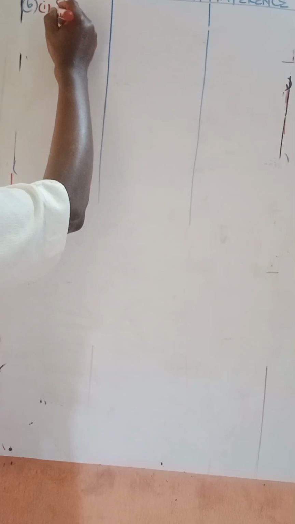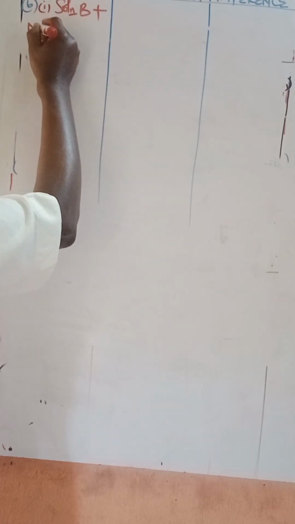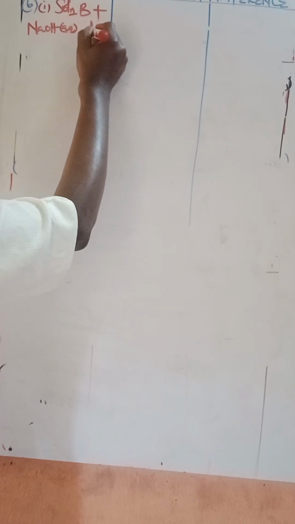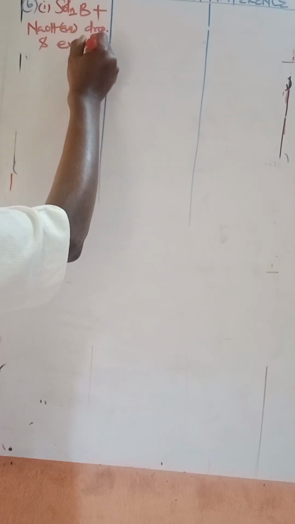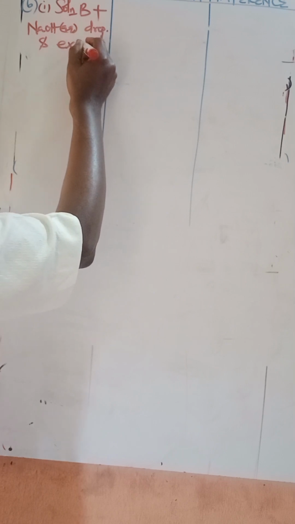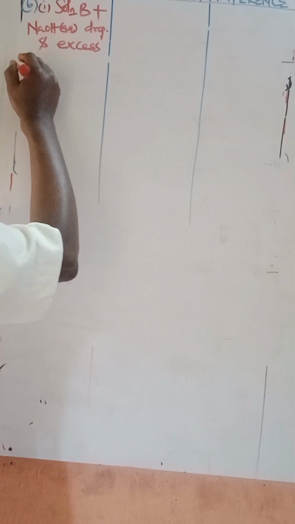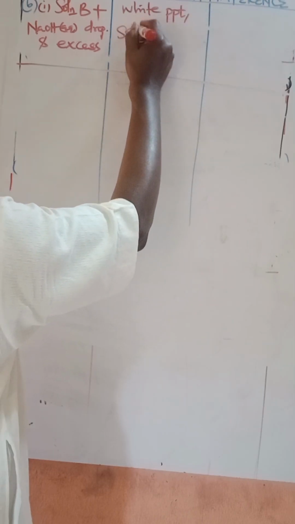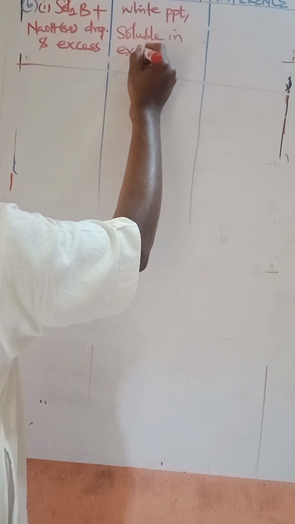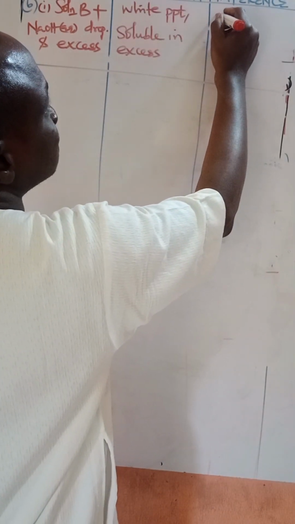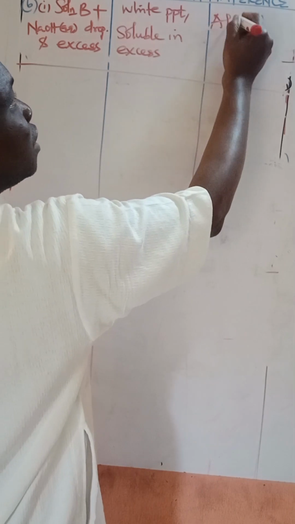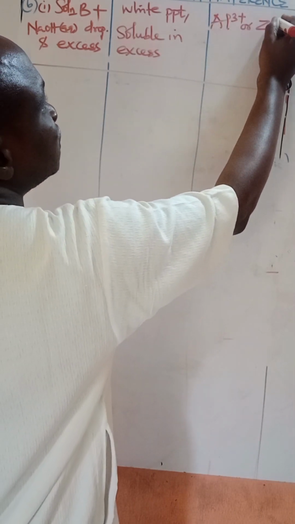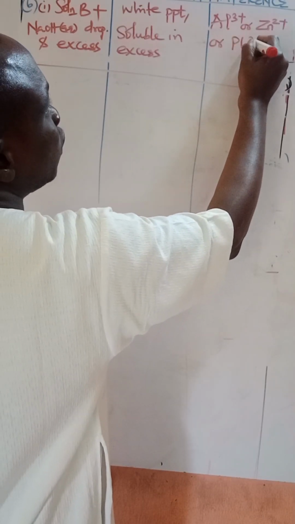Next, you have solution B plus aqueous sodium hydroxide, dropwise until it is in excess. In the case of calcium ion, you observe a white precipitate insoluble in excess. But here you have a white precipitate in dropwise, but now soluble in excess. Then three things are likely to be present: either aluminium ion, or zinc ion, or lead-2 ion.